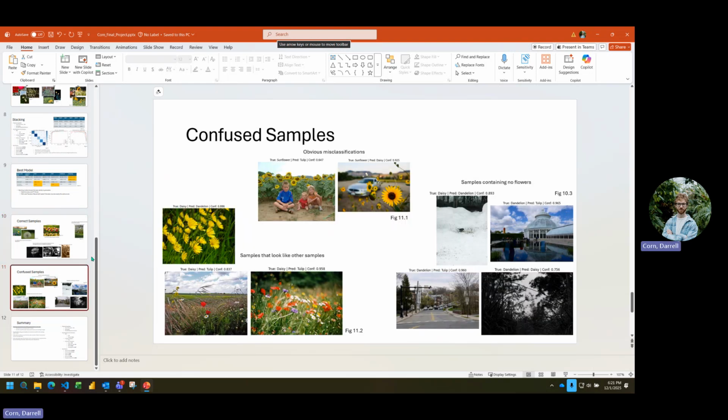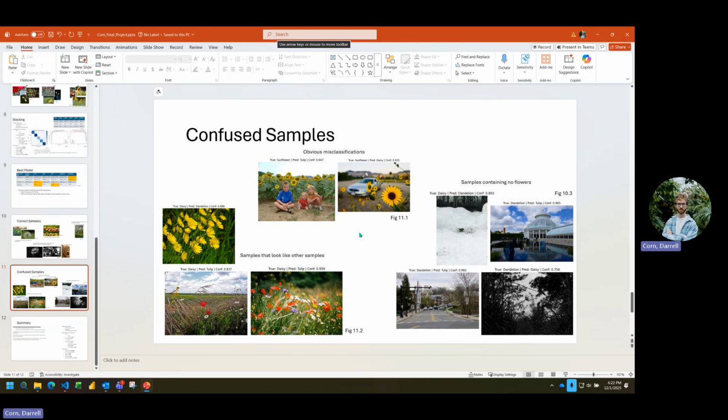On to some confused samples. Figure 11.1 here. These are what I called obvious misclassifications, like they're clearly sunflower samples, but I think stuff in the foreground and the background may have confused the classifier, such as the car or the family here. So maybe there weren't a lot of examples of that in the data set. But it's interesting that it got those wrong because those seem fairly obvious.